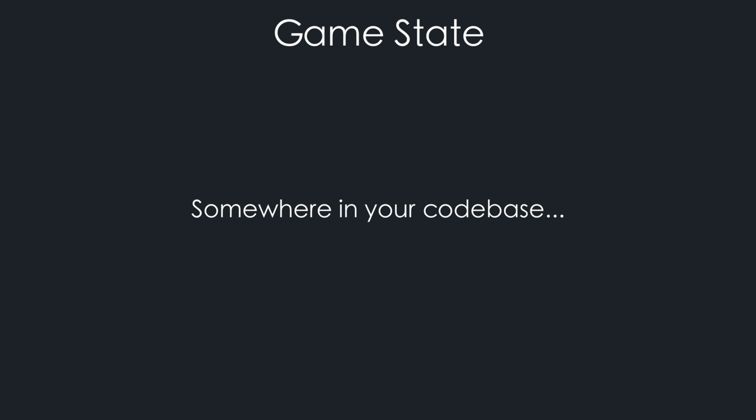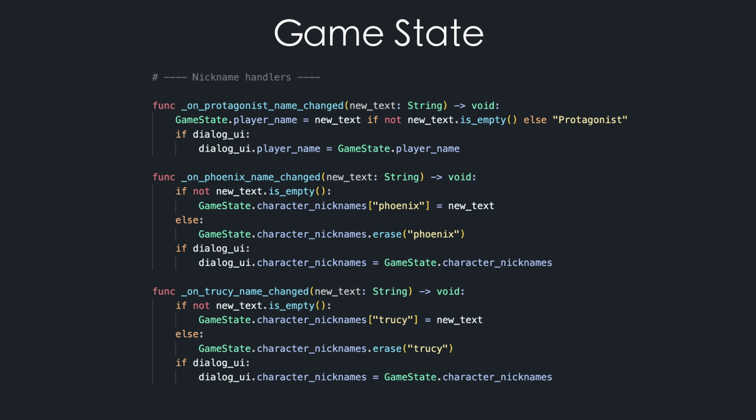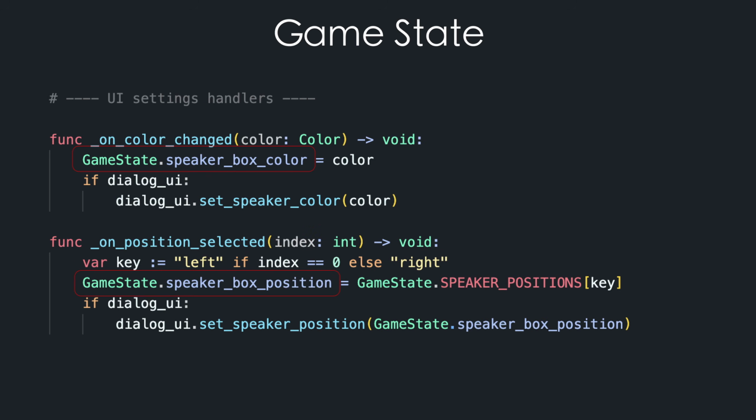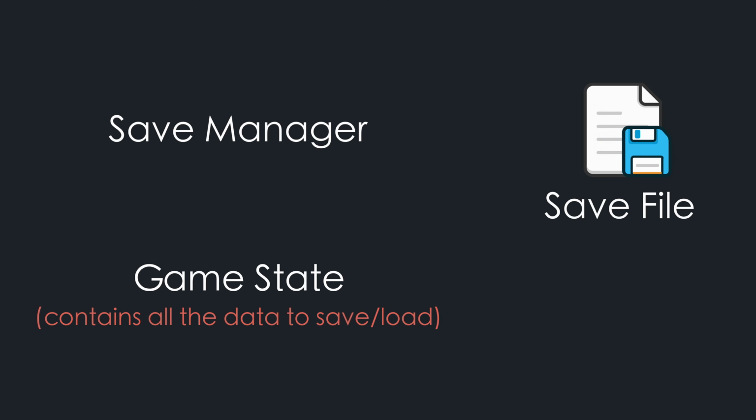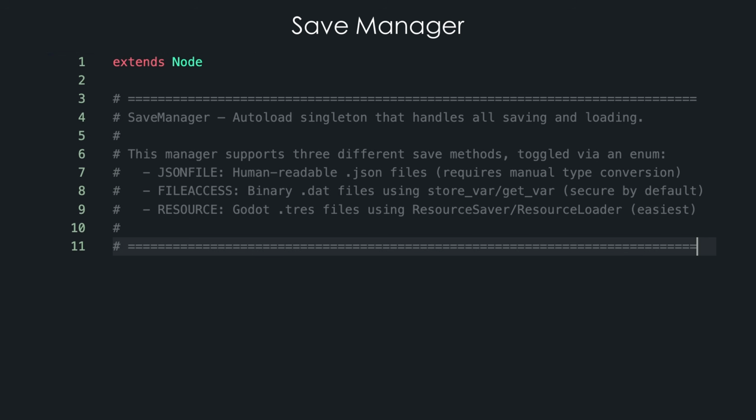Of course, inside of your codebase, you will want to make sure that the game state autoload is always updated when it should. For example, here are a few callback functions associated with my main menu. Now that everything is gathered in one place, all your SaveManager has to do is interact with the game state to either save the information inside of it or recreate the game state with a pre-existing save file. Here's what you need in your SaveManager.